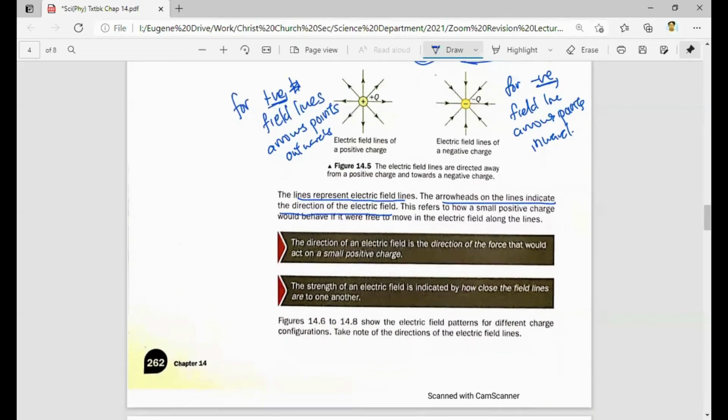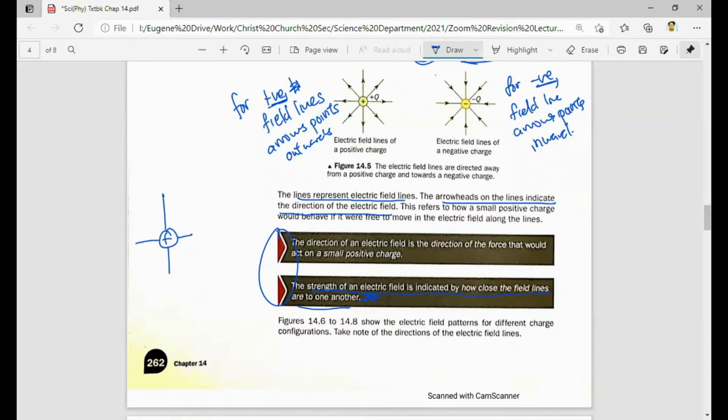Now these two I can safely tell you don't need to memorize. The one that I need you to really just take note of is this one here. The strength of an electric field is indicated by how close the field lines are to one another. So what is this talking about? So let's just compare this.